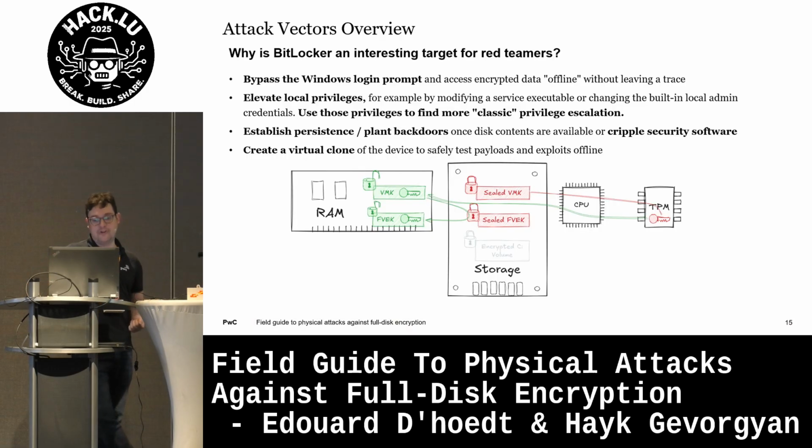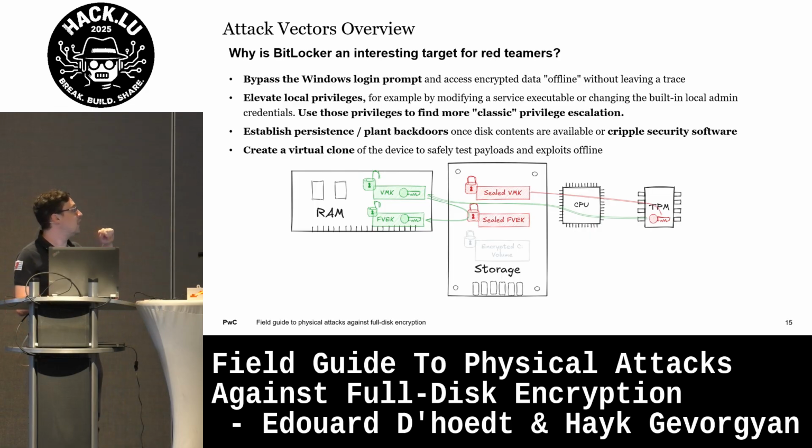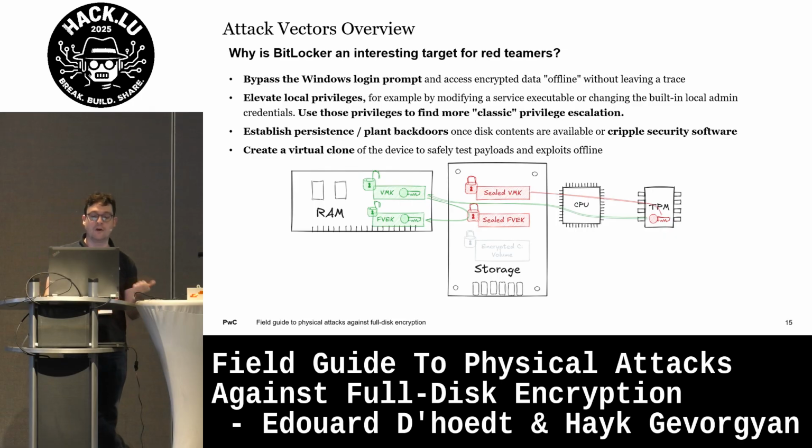How do we attack BitLocker? So first of all, why do we attack BitLocker? We can use it to bypass the Windows login prompt and access data offline without leaving a trace. We could elevate local privileges by modifying a service executable or changing the local admin credentials.